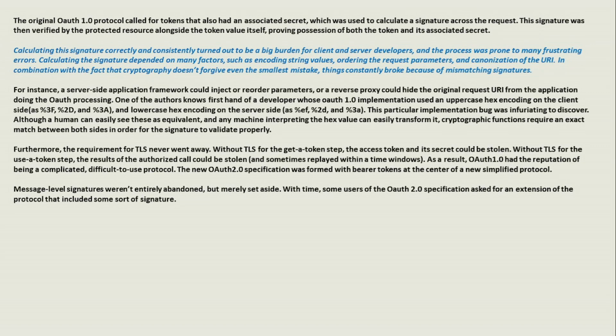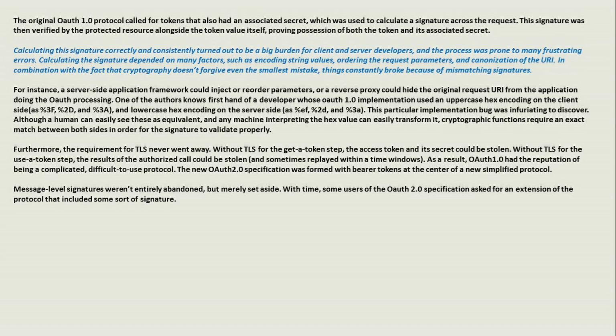So in combination with the fact that cryptography doesn't forgive even the smallest mistake, things constantly broke because of mismatching signatures. This is a concept of cryptography, and you know already that if there is a mismatch of a single character, anything like that, it will fail, and it keeps happening like that. It's frustrating for the client and server developers.